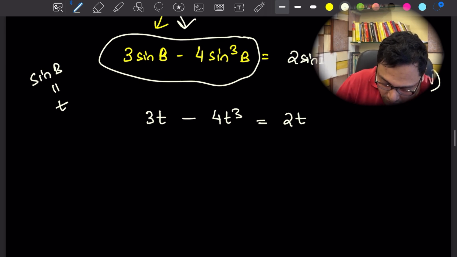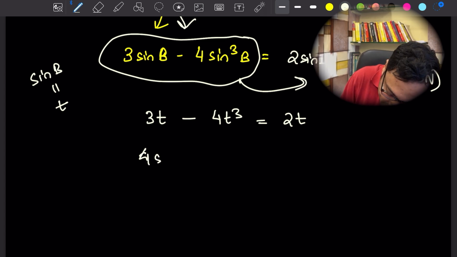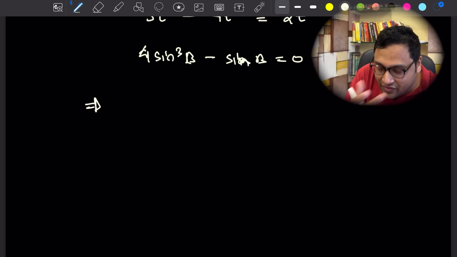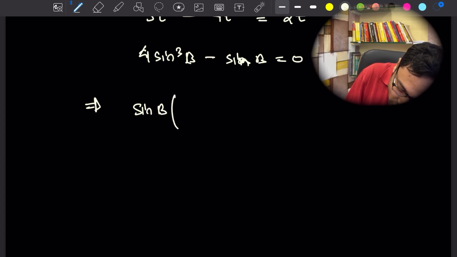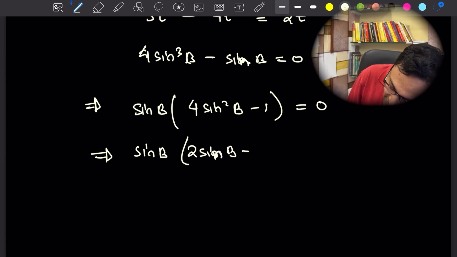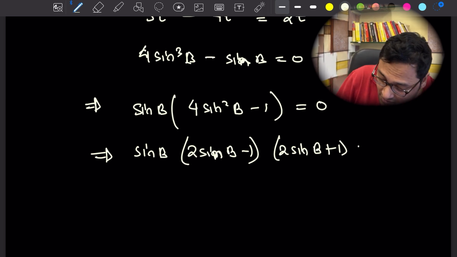Okay. Now, we have 4t cubed. So let's bring everything to this side. So 4 sine cube b minus sine b is equal to 0. This is an easy cubic because we can take stuff common. So sine b I can take common. We have 4 sine square b minus 1 equal to 0. We can again factorize it. So sine b, 2 sine b minus 1, 2 sine b plus 1. A plus b times a minus b equals a square minus b square. I'm using that formula. So this is 0.